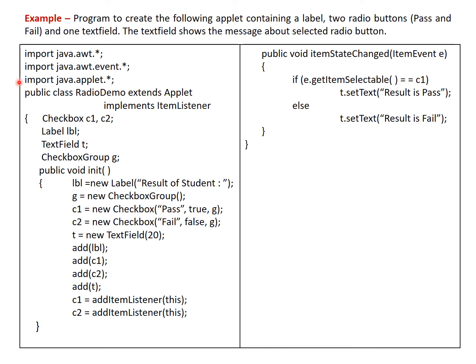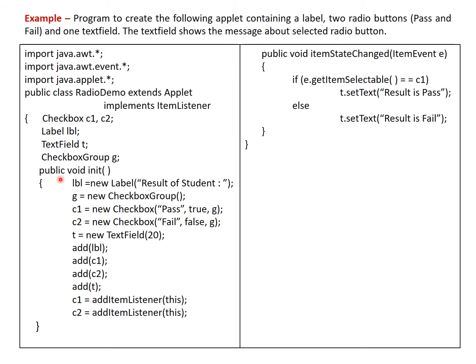Then we declare the class RadioDemo, which extends the Applet class and implements the ItemListener interface. In the class, we are defining the variables c1 and c2 of type Checkbox, lbl of type Label, t of type TextField, and g of type CheckboxGroup. Then we override the init method of the Applet class.